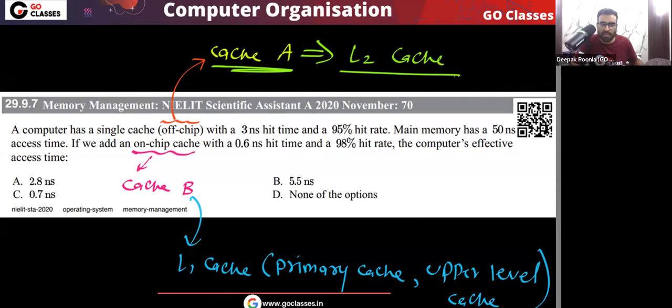Okay, very simple. In this question, the silly mistake students can make is to think that the first cache memory we had is L1, and the newly added cache memory will be L2. This is a mistake, because this newly added cache memory is on the processor chip, closest to CPU, so it will be called L1 cache. The cache memory closest to CPU is your primary cache, or L1 cache. Now you can easily solve this question.